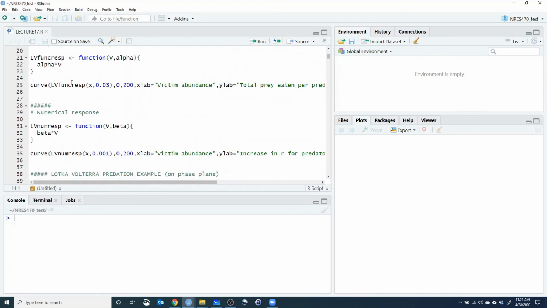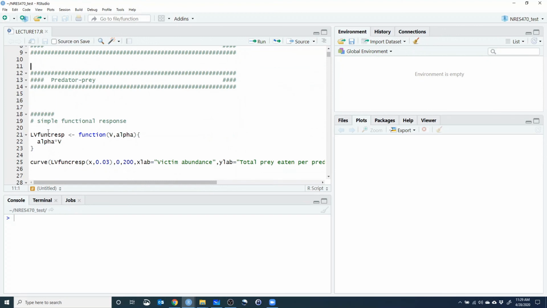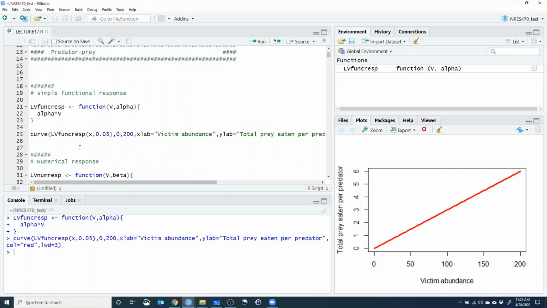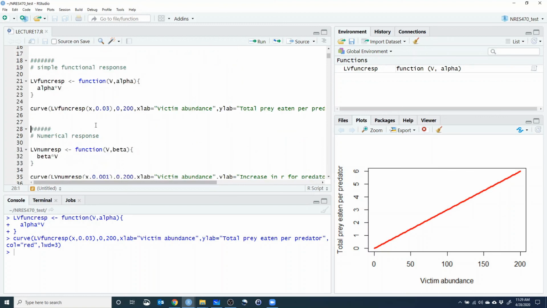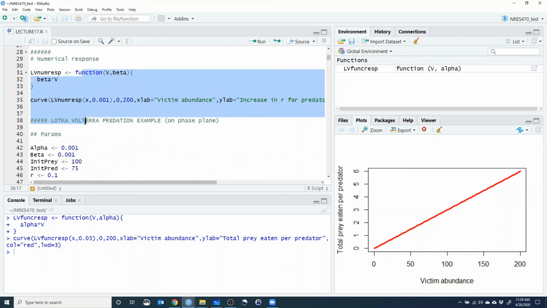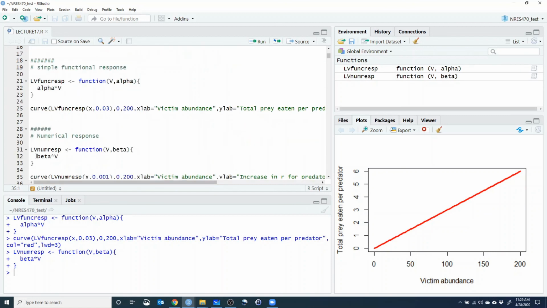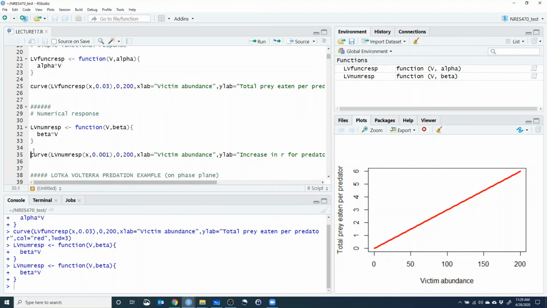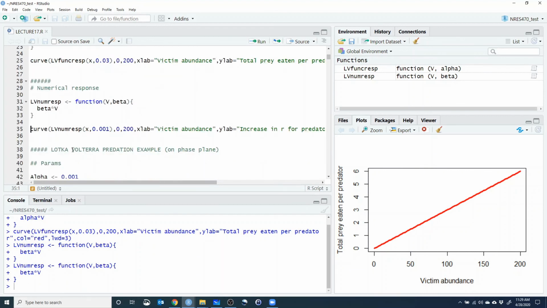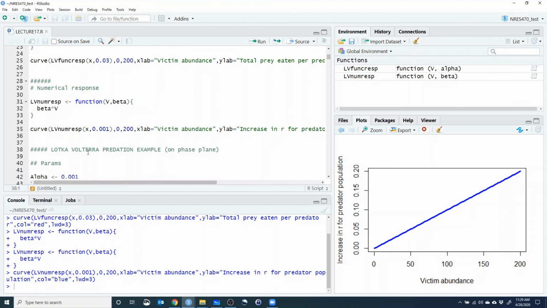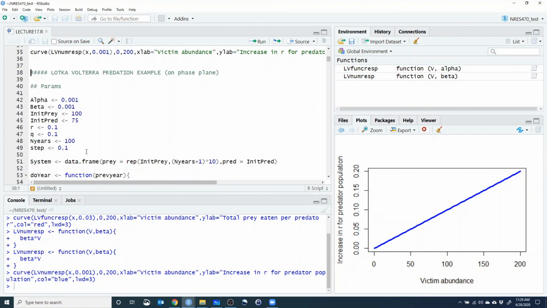So, of course, the functional responses in R. This is the code that I used to actually produce the figures that are on the website. So there's the linear functional response and the linear numerical response. Functional response: alpha times the prey. Numerical response: beta times the prey abundance. Just simple lines that go through the intercept. Can't be any more simple. And there's the numerical response. But let's talk about the phase plane.